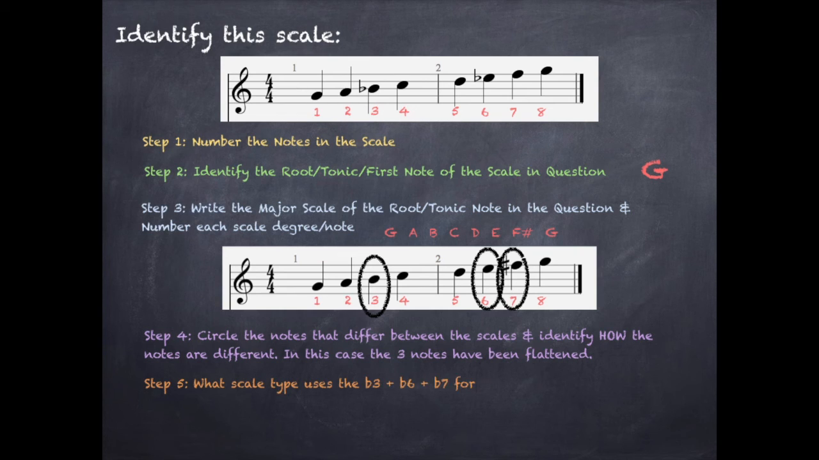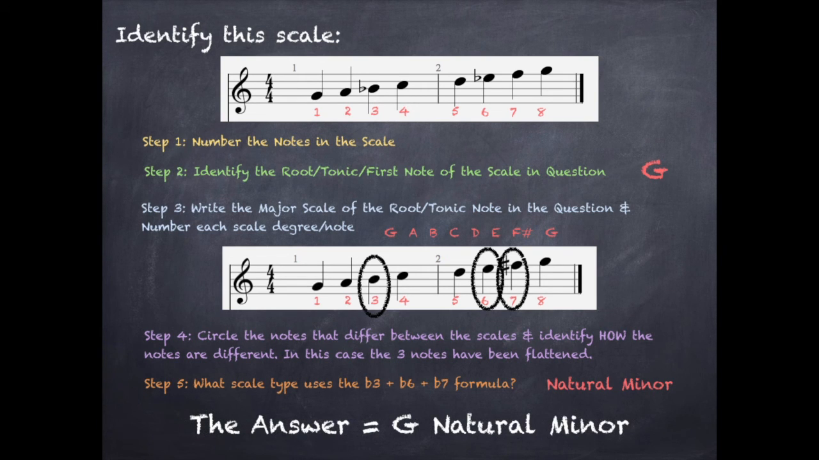Step 5, what scale type uses the flat 3, flat 6 and flat 7 formula? The answer is natural minor. And to identify this scale and write the answer of what this scale is, we combine step 2 and step 5 together. So the answer is a G natural minor scale. You can see how we're playing spot the difference.